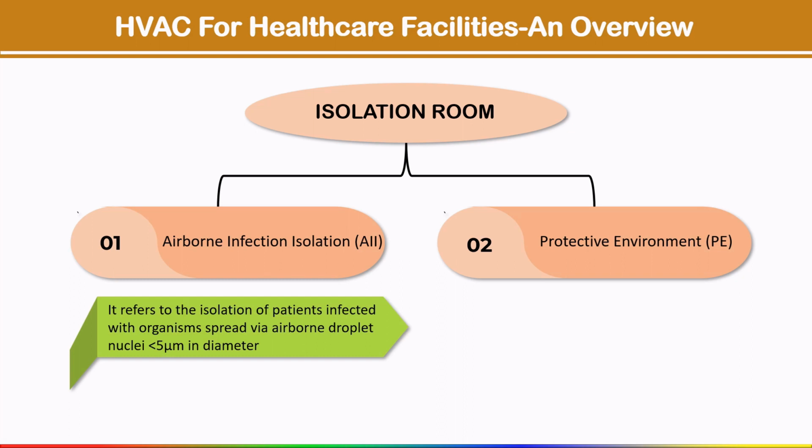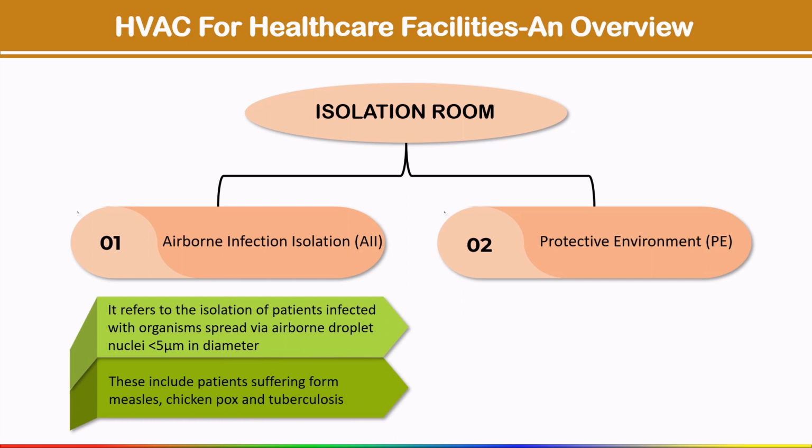Airborne infection isolation room. Remember, airborne infection isolation refers to the isolation of patients infected with organisms spread via airborne droplet nuclei less than 5 micrometers in diameter.